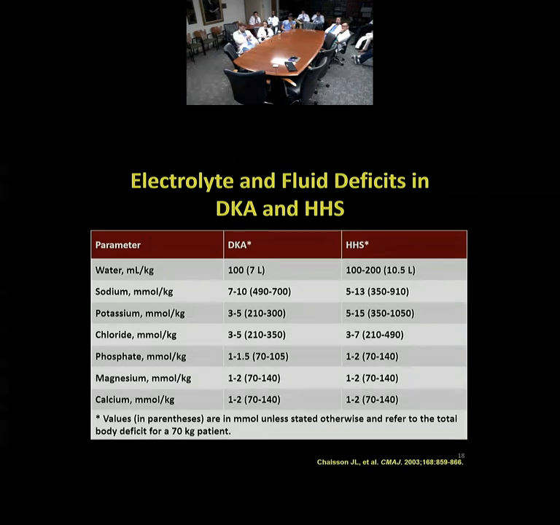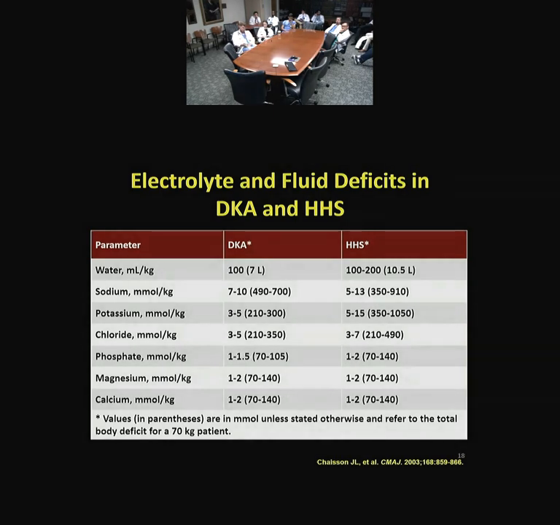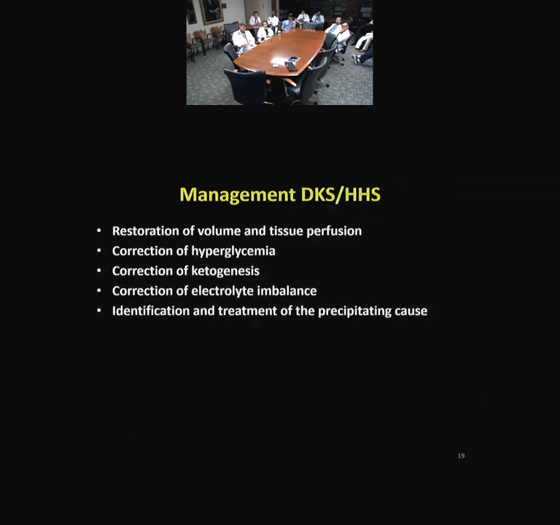And so you have to take into consideration all these other electrolytes. So the management, mostly you have to restore the volume and tissue perfusion. So first thing, you give fluids, then you correct the hyperglycemia, correct the ketogenesis, correct the electrolyte imbalance, and then you identify and treat all the other precipitating causes that you may have found in this patient, unless he said, no, I wasn't taking insulin for the last 2 days.